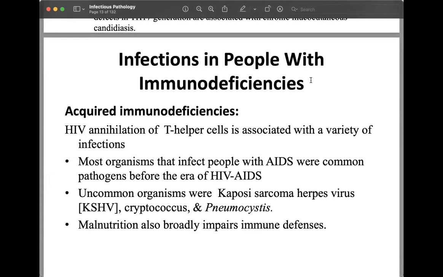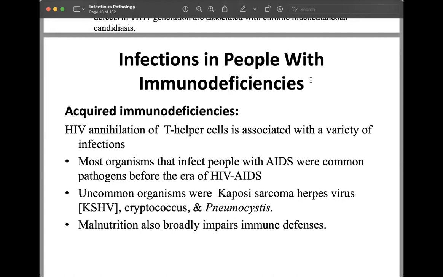Now, you can also be predisposed to a lot of infections, particularly very rare infections, in acquired immunodeficiencies, and the most common of which would be HIV, since HIV is still considered a pandemic. Now, these organisms that infect HIV patients are fairly common, but they usually do not cause disease because the immune system keeps them in check. However, because of the problems with the immune system, these infections will now manifest.